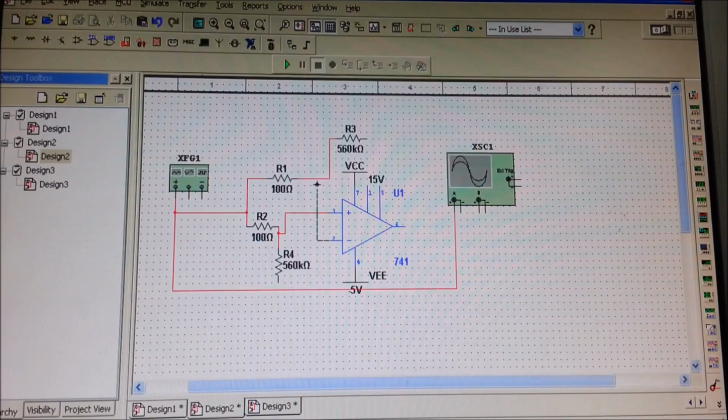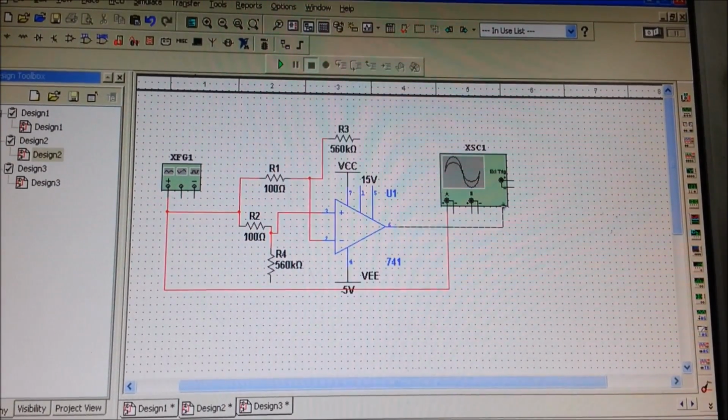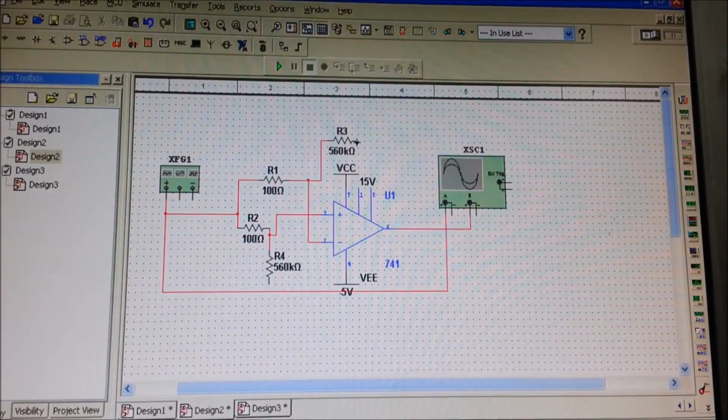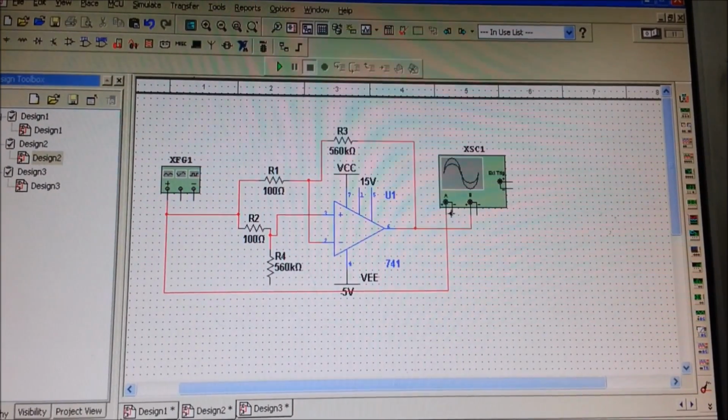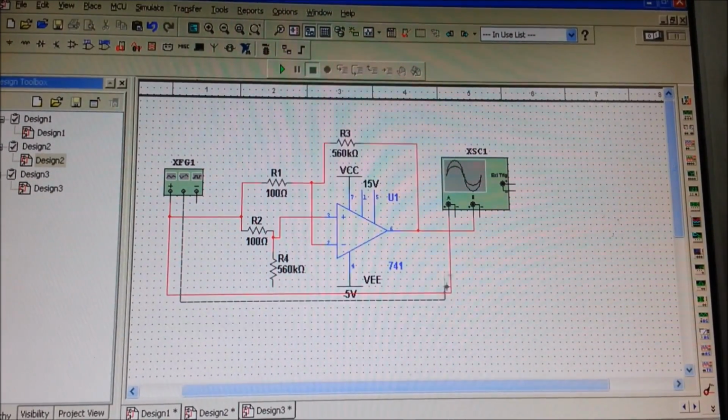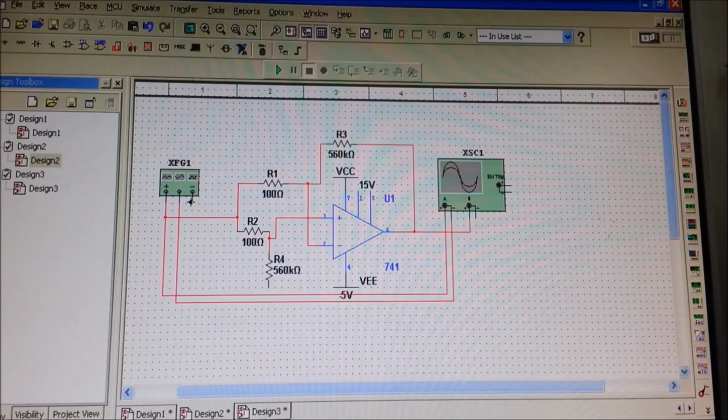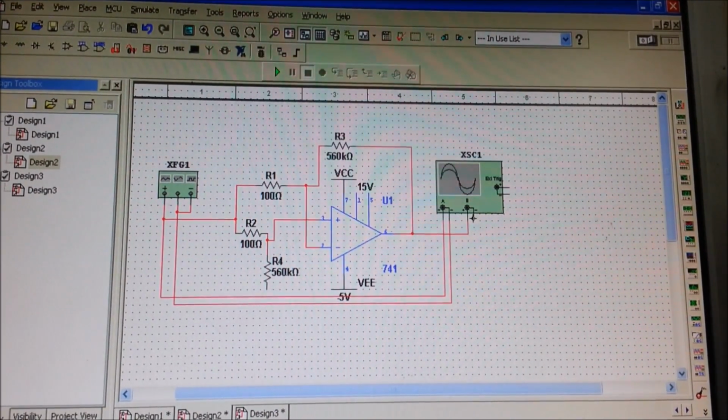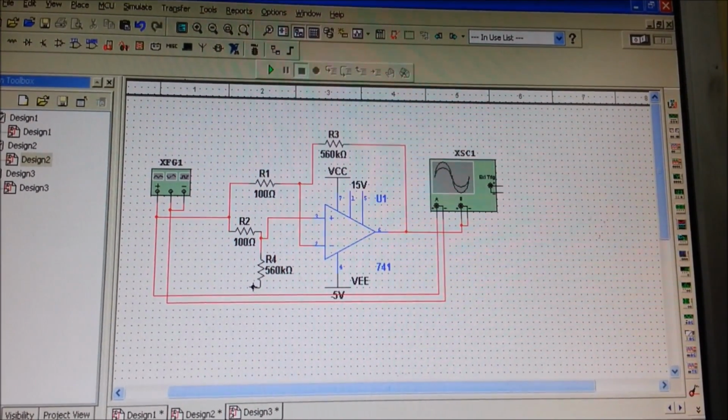From channel A of the CRO, connect it to the function generator, and channel B to the output pin. Connect R3 to the output, and the negative of the function generator to the negative of channel A and channel B.